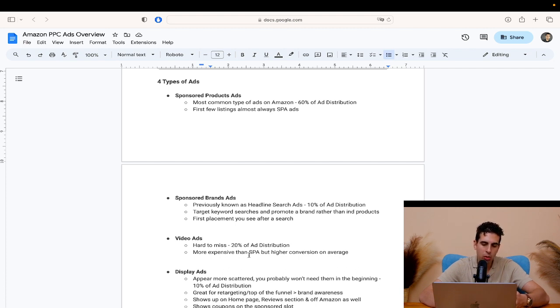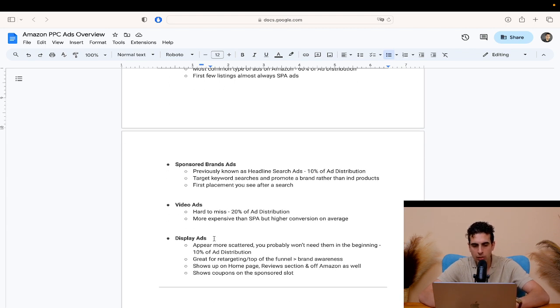So it's more expensive, the cost per click is higher, but it also has a higher conversion rate. So what we notice is sometimes the video ads are much more profitable, or they're performing much better than sponsored product ads or even brand ads for that matter. And then lastly, we talk about display ads.